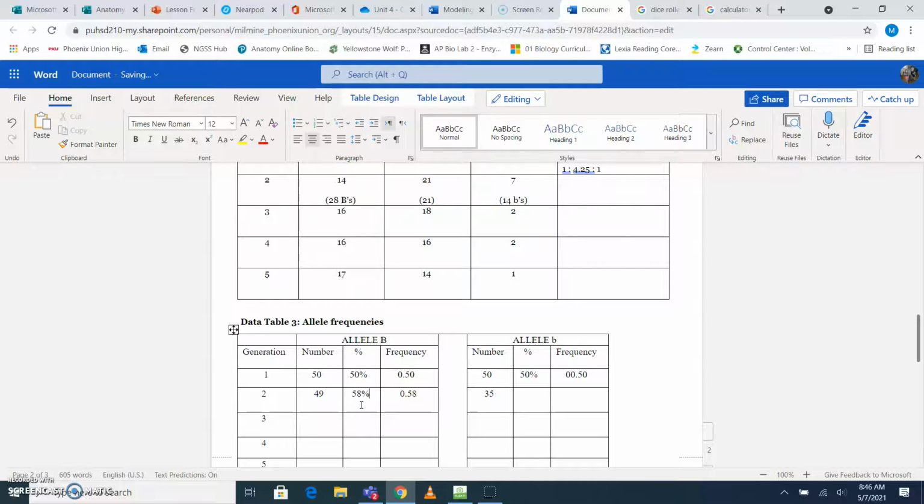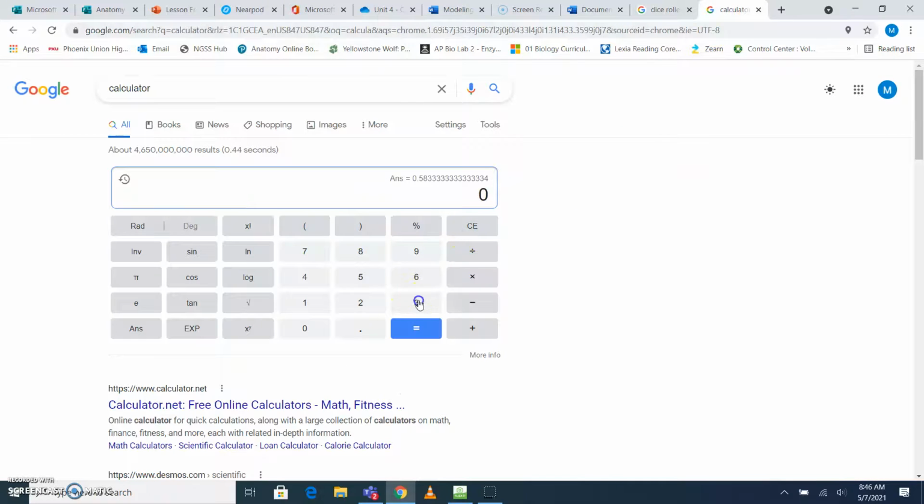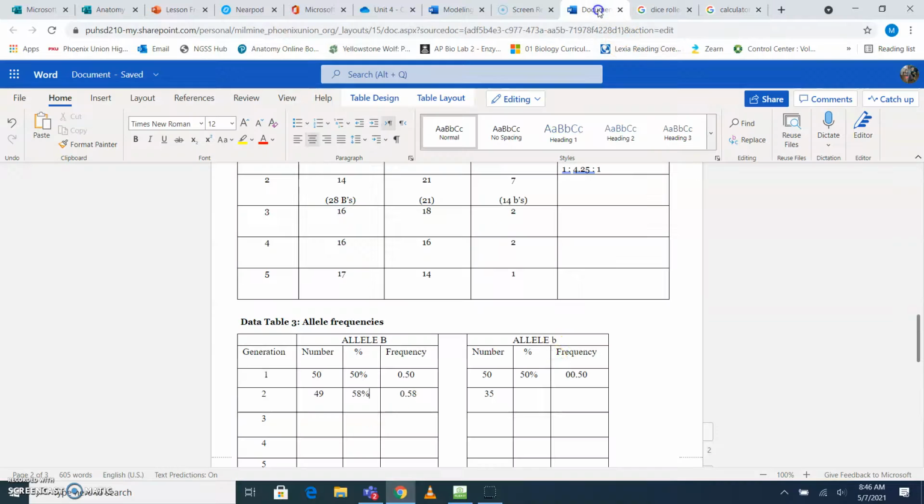So the percentage of the dominant allele has increased in this population. To get the frequency for the recessive, 35 divided by the 84, because there were 84 total. So 35 divided by 84 is 0.416. I'm going to round that to 0.42. So 0.42, which is 42%, which makes sense because 42 plus 58 gives me 100%.